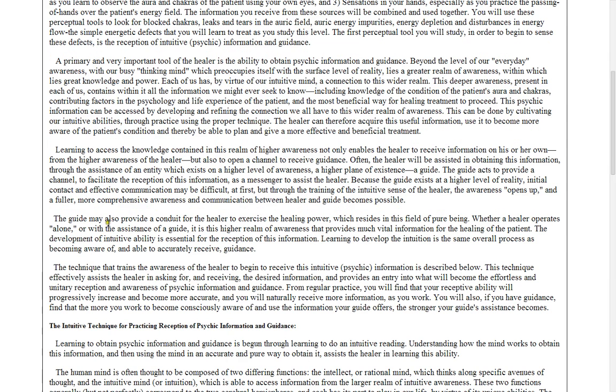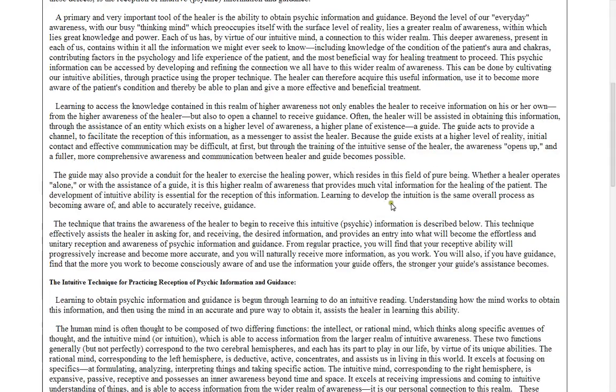The guide may also provide a conduit for the healer to exercise the healing power, which resides in this field of pure being, whether a healer operates alone or with the assistance of a guide. It is this higher realm of awareness that provides much vital information for the healing of the patient. So we're going to be using these guides and these angels to connect to higher information.